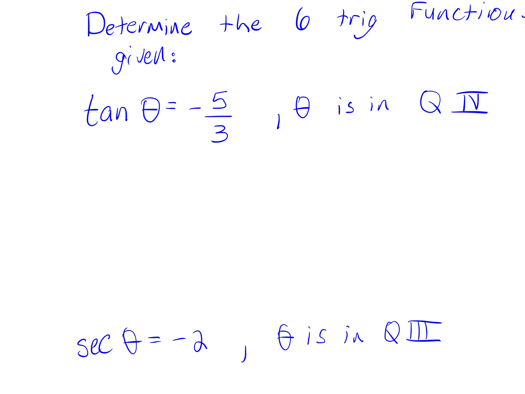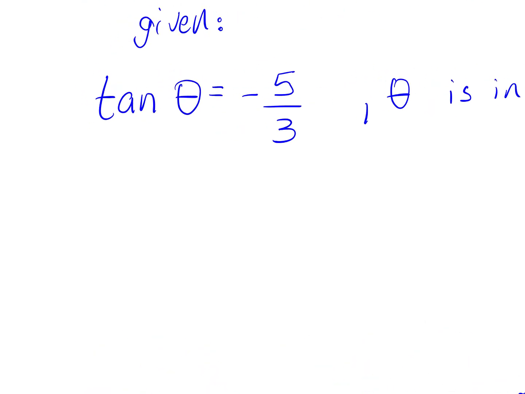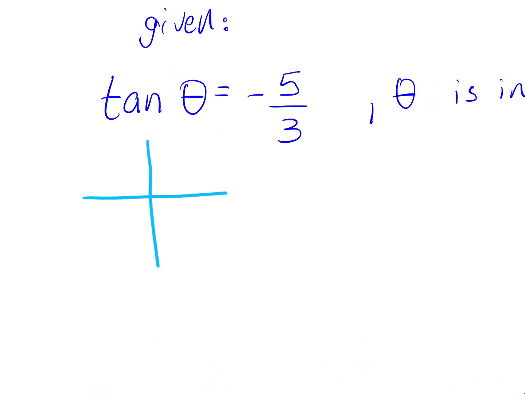All right, in our next example, we have to determine the 6 trig functions. So here we're given that tangent is negative 5/3, and theta's in quadrant 4. So I'm going to draw it. We know that we have a triangle over here in quadrant 4. You always draw your triangle by dropping the edge towards the x-axis. Theta comes from the center, so it's going to be here.